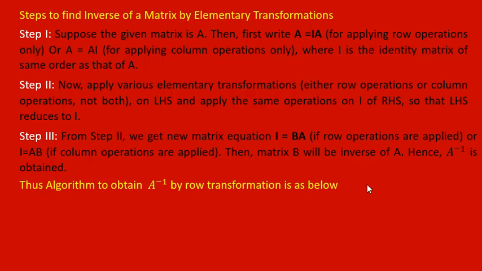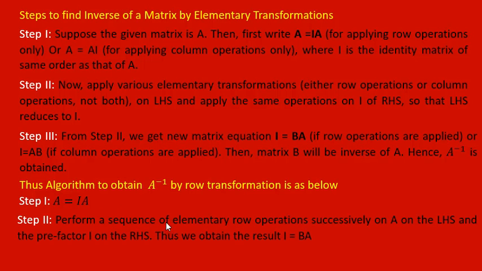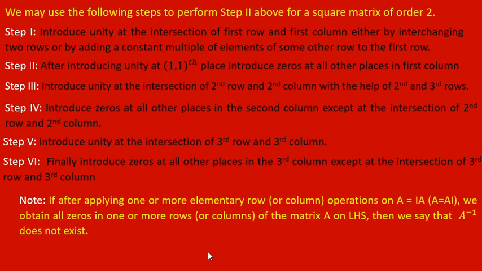The algorithm to obtain A inverse by row transformations is what we have discussed here. If we want to write it in shorter form, first I will write A equal to IA, then I will perform a sequence of elementary row operations successively on A on the left hand side and the prefactor I on the RHS. Thus, I will obtain I equal to BA. And finally, I will write A inverse equal to B. Yes, so this is how we will find A inverse.